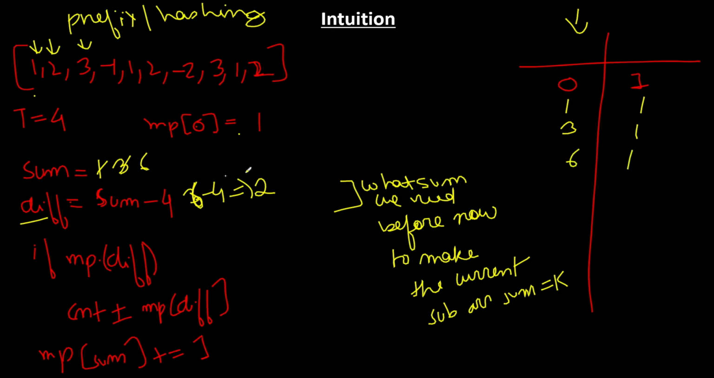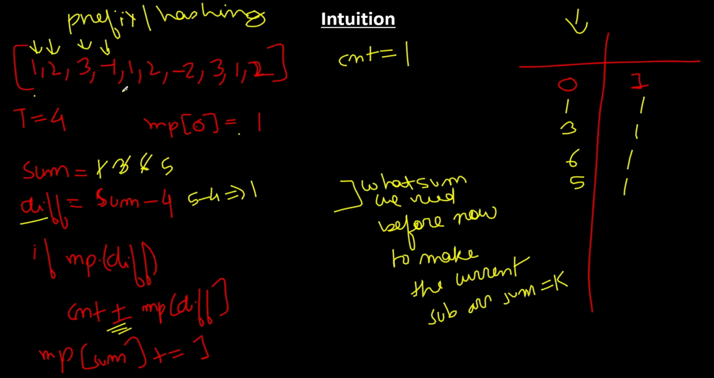Okay, we move ahead. Now we got minus 1. So 6 plus minus 1 will be 5. And 5 minus 4 is how much? It is 1, right? We check, do we have 1 in our map? We can see, yes, we do have 1 in our map. So what happens is that our count becomes 1. So we add the count here, correct? And now since sum is 5, we will put 5 here and we will increment its count to 1.